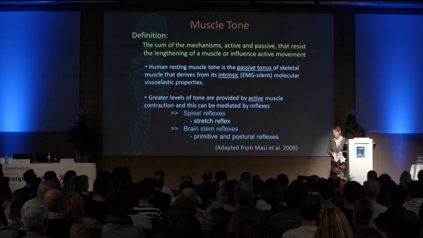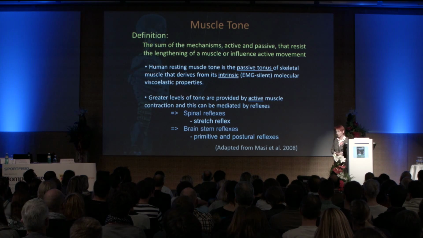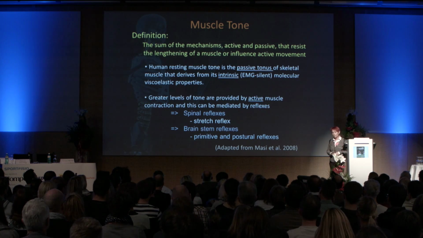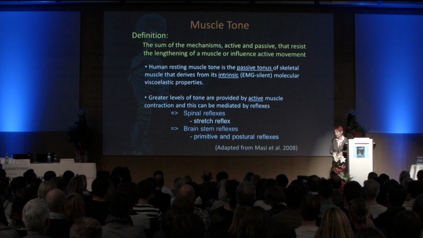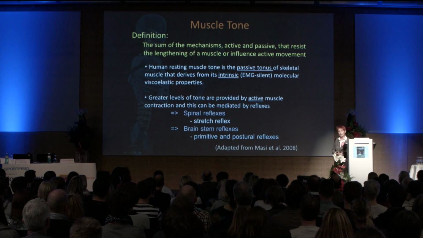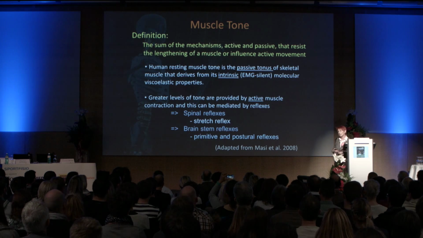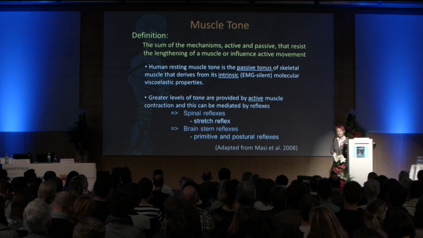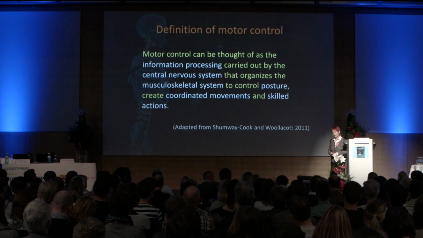What does muscle tone mean? It's a sum of the mechanisms, active and passive, that resist the lengthening of a muscle or influence movement. So human resting muscle tone is the passive tonus that we have in its intrinsic factors. And that's the part, if we want, that stretching could really work on, right? But the greater levels of tone are provided by active muscle contraction. And that can obviously be on a conscious, voluntary level. But we have to remember that tone is also affected or mediated by reflexes. They can be the spinal reflexes, of course, and they can also be the brainstem reflexes.